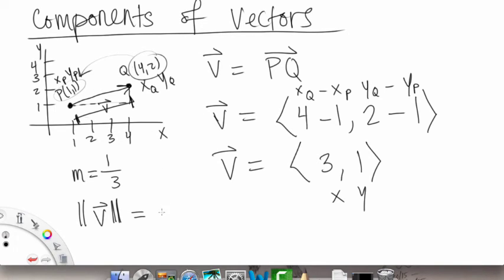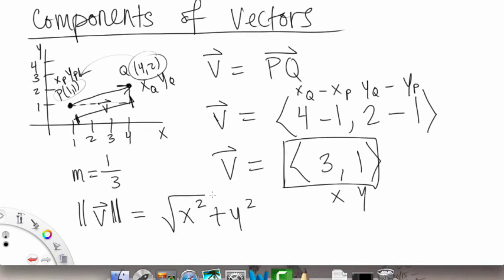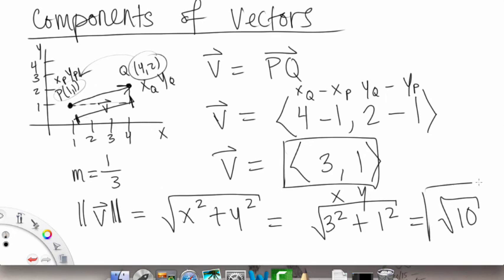Okay? And the way you do that is you take its components, each of the x and the y, we're going to square them, okay, add them together, and then take the square root of everything that we calculated. Okay? So if we just plug these in, we're going to do 3 squared plus 1 squared, all under the square root symbol, and this comes out to the square root of 10. Alright? And this gives us the length of vector v.